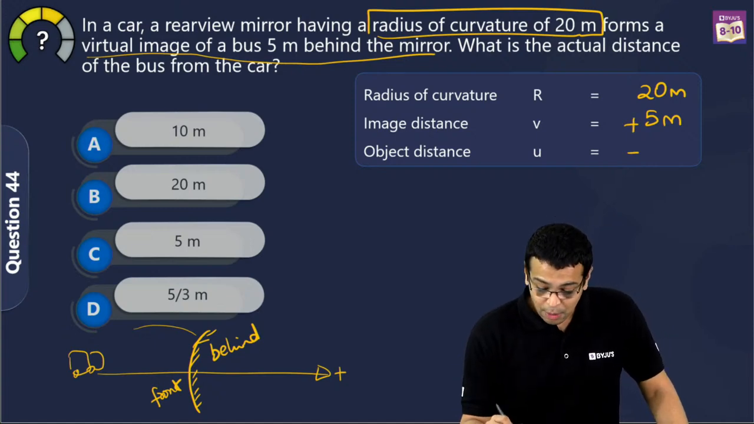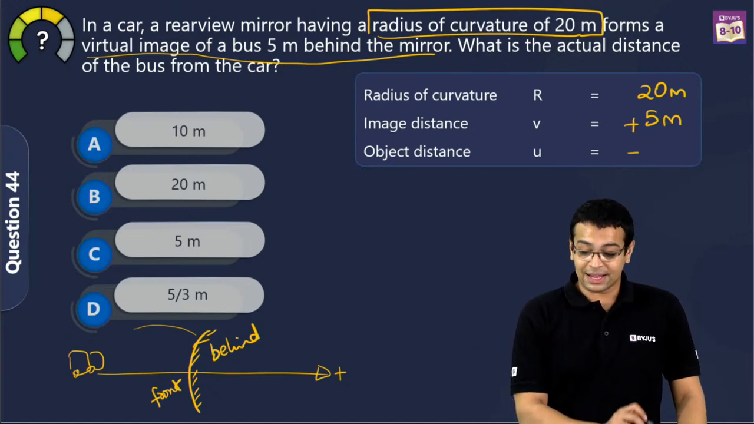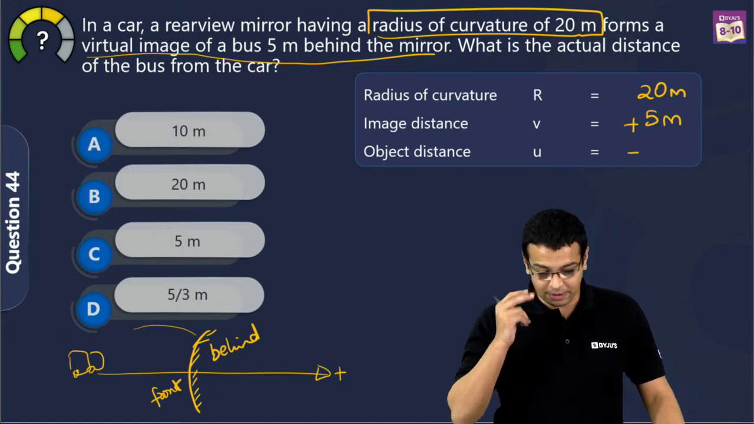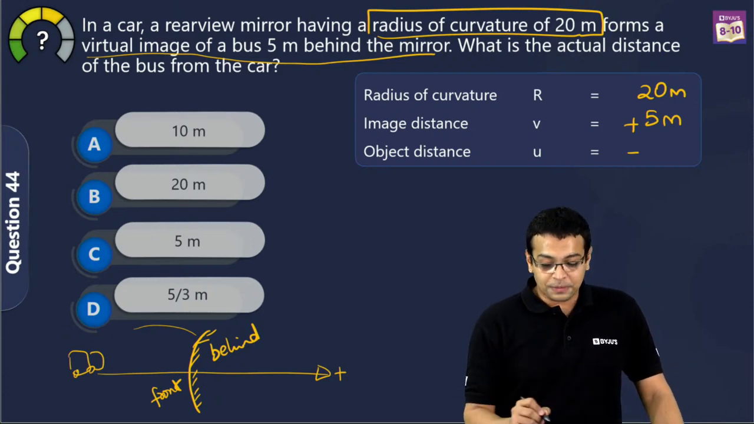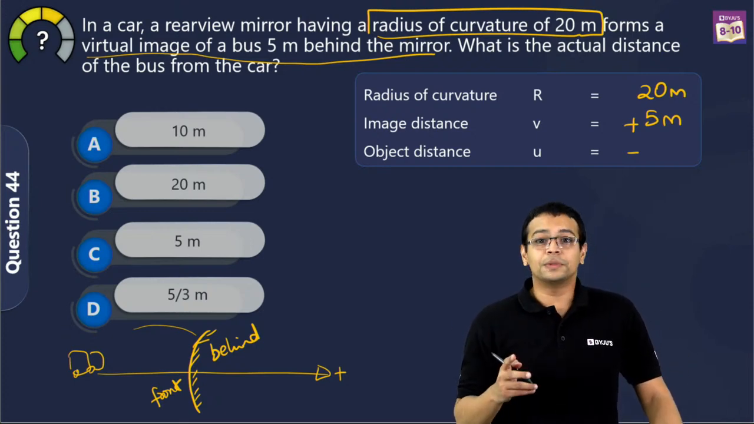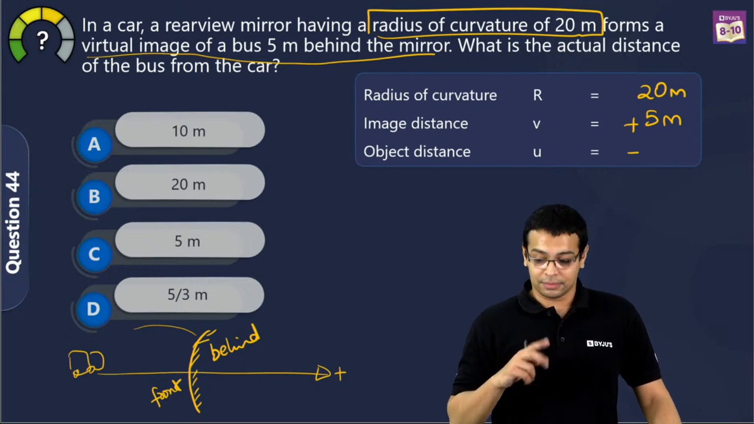Anyhow, so this is positive 5. Everything that is in front, we'll consider as positive. Anything that is on this side, we consider as positive, so behind is positive. Object distance is the object behind the mirror or in front of the mirror? Think about it.